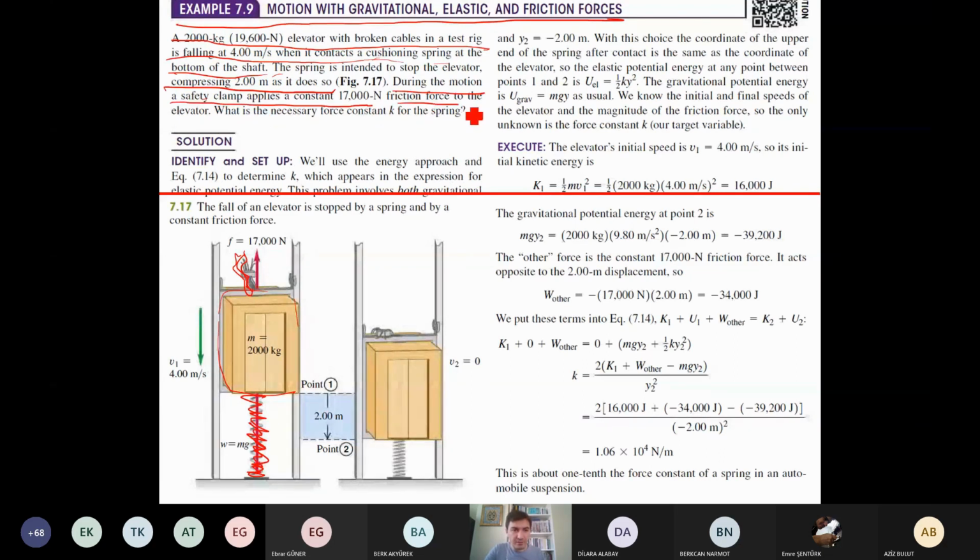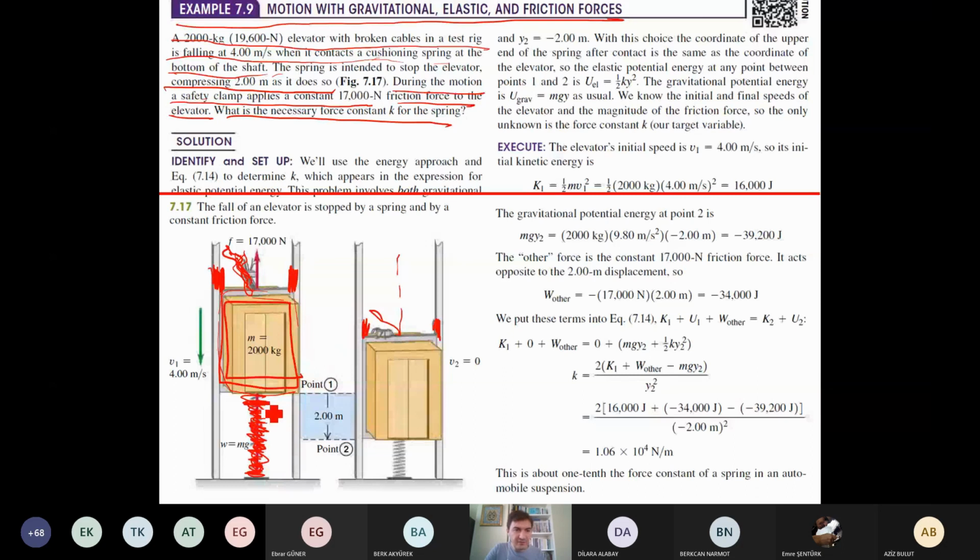Let me explain the question. Here, there is an elevator, and this is the cable. This cable is broken, and here we have safety clamps in order to provide friction force to stop this elevator, okay? These are the safety clamps, and you can also see these safety clamps here, okay? Actually, there must be a cable, but it is broken. And there is a spring here, cushioning spring, okay?